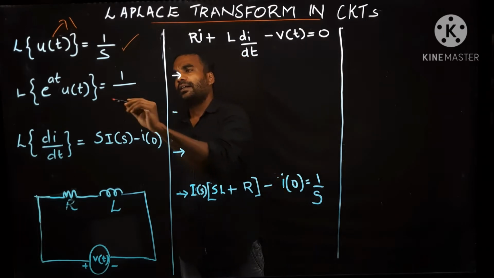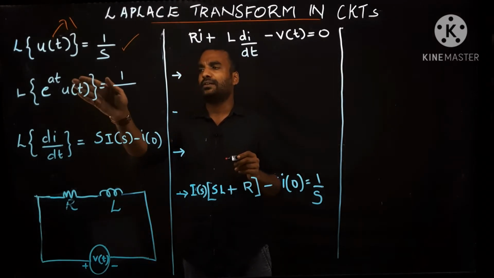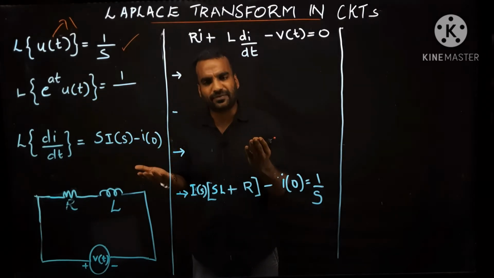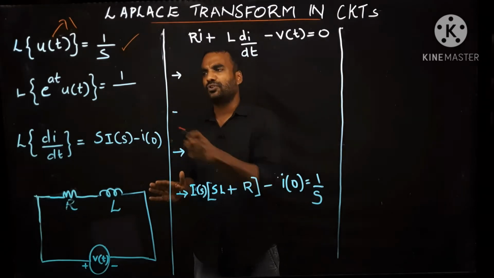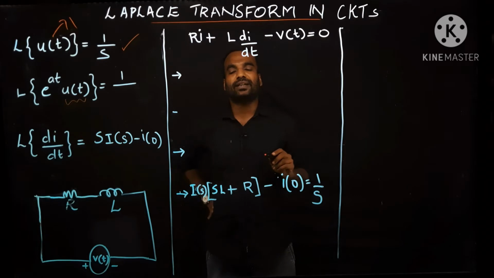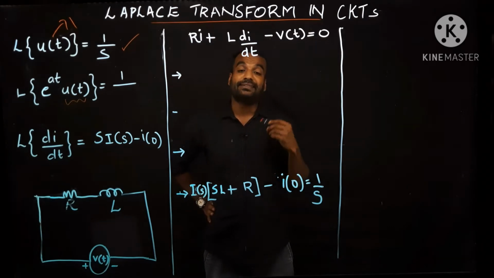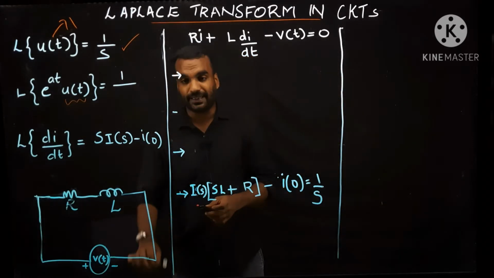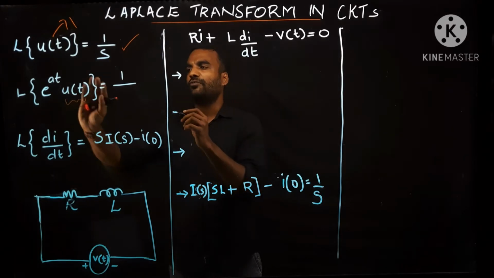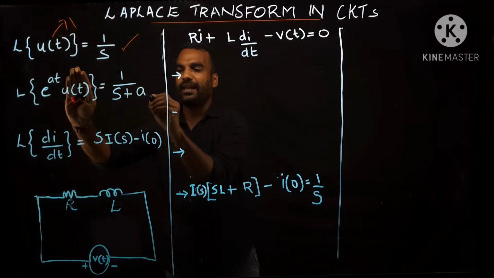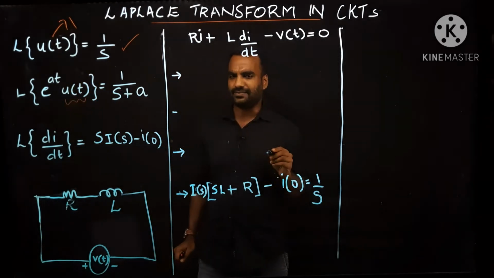Now, let me do one thing. Please forget this u of t. u of t is actually 1, and multiplication with 1 is that value itself. So just forget this u of t. What is the Laplace transform of e raised to at? 1 by s minus a. What is the Laplace transform of e raised to minus at? 1 by s plus a. Everybody knows this standard result.